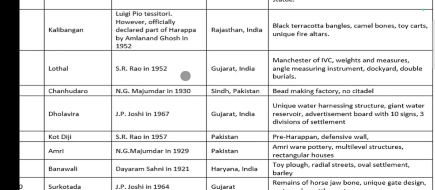Lothal is very important. It is the Manchester of the IVC. In Lothal, you can find a lot of artifacts of the Indus Valley civilization proving that it prevailed. Weights and measures, an angle measurement instrument, as I said, an ivory scale, and a dockyard, which is a shipboard. You can also see double burials, where a man and woman are buried together.